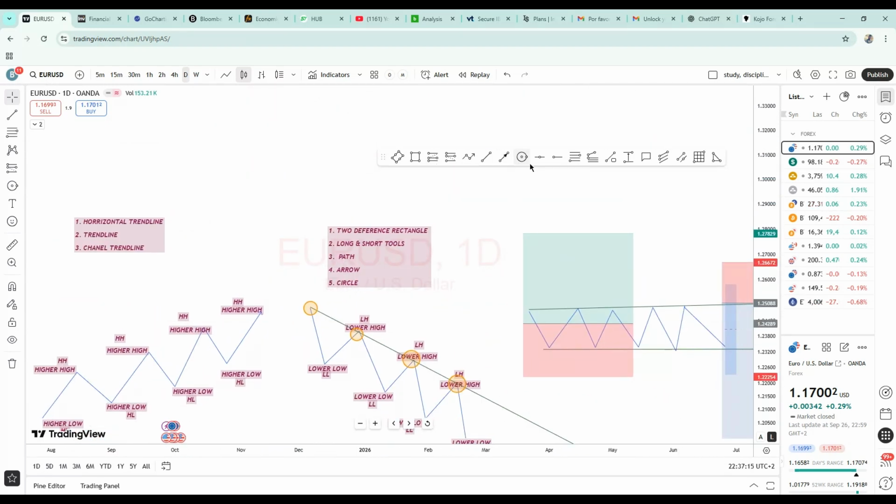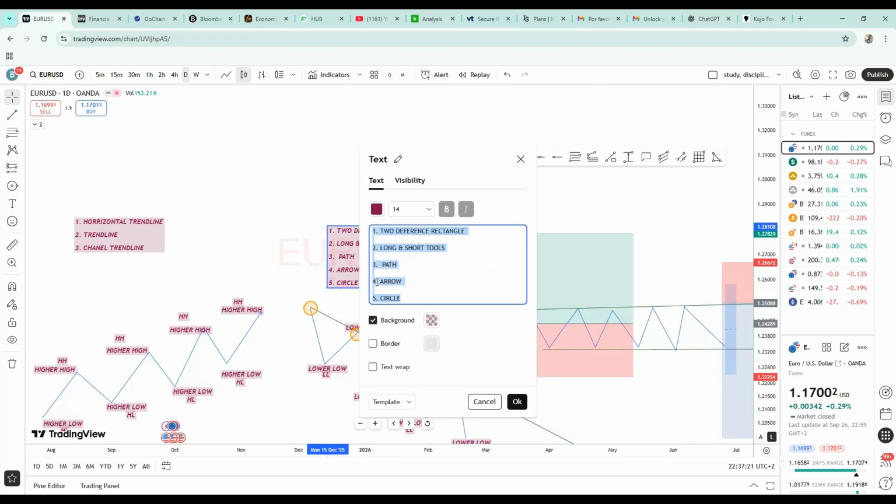Now the next one on my list is the horizontal line. Remember, I spoke about it before. That is the sixth, horizontal line.